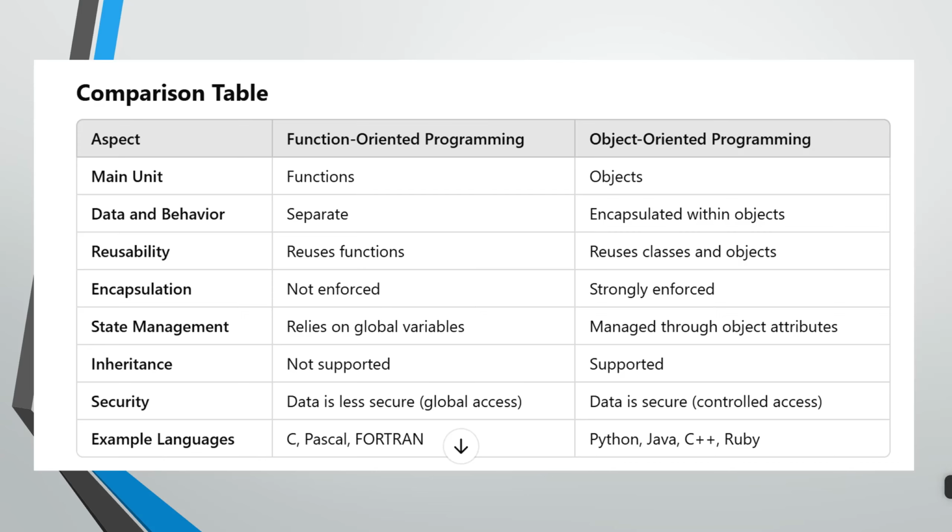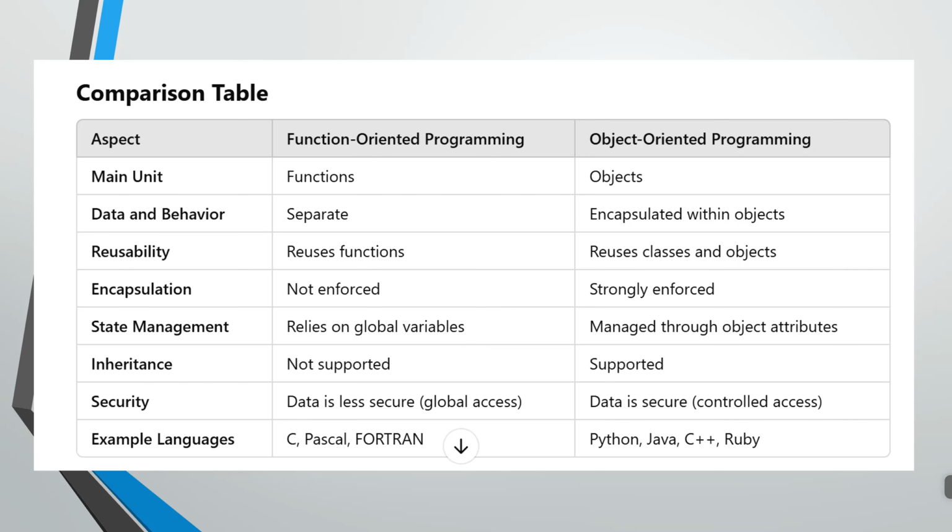Coming to reusability. In function oriented programming, any function can be reused. Data you can separately give. Functions can be reused. But when it comes to object oriented programming, you can reuse the classes as well as the objects also. Now coming to encapsulation.